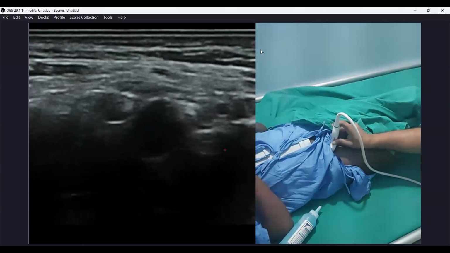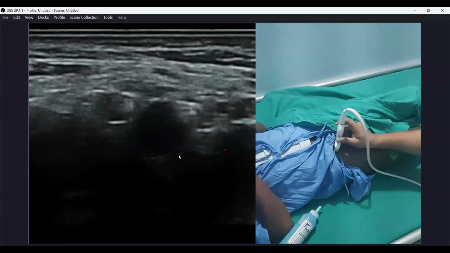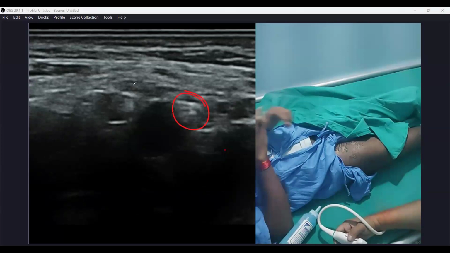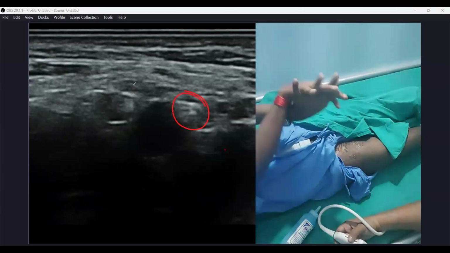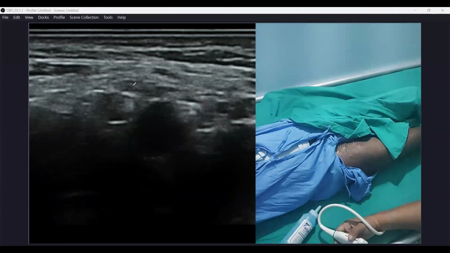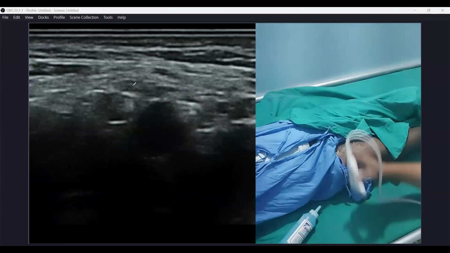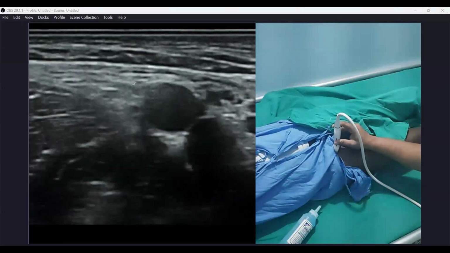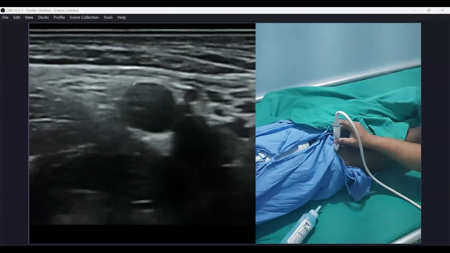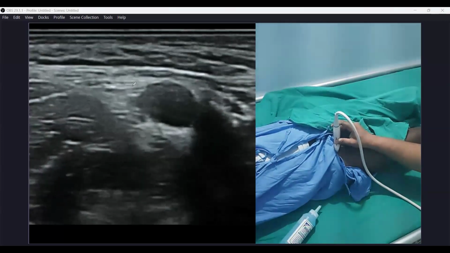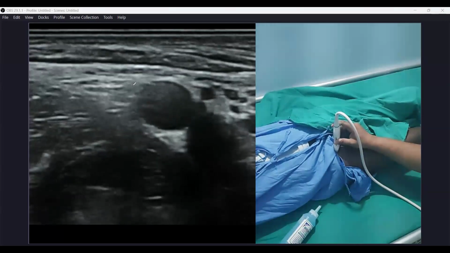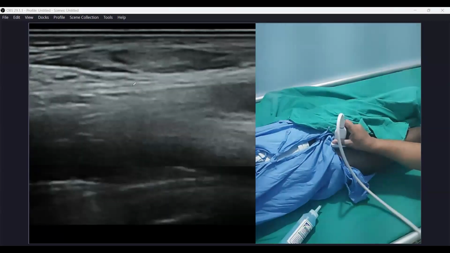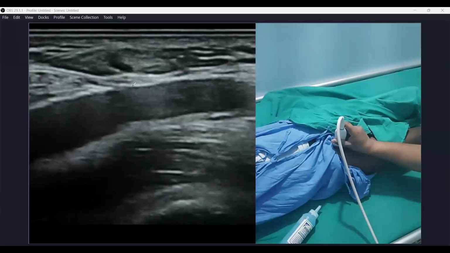I'm stopping here. Okay, I have stopped it. Now you can see one nervous structure there close to the artery. Okay, that is the femoral branch. Now again I am focusing on the artery, and now we are making it along the direction, along the long axis of the artery. So we can see the femoral artery now, and now we are making it along the long axis. So I am putting the index marker towards the cranial side.